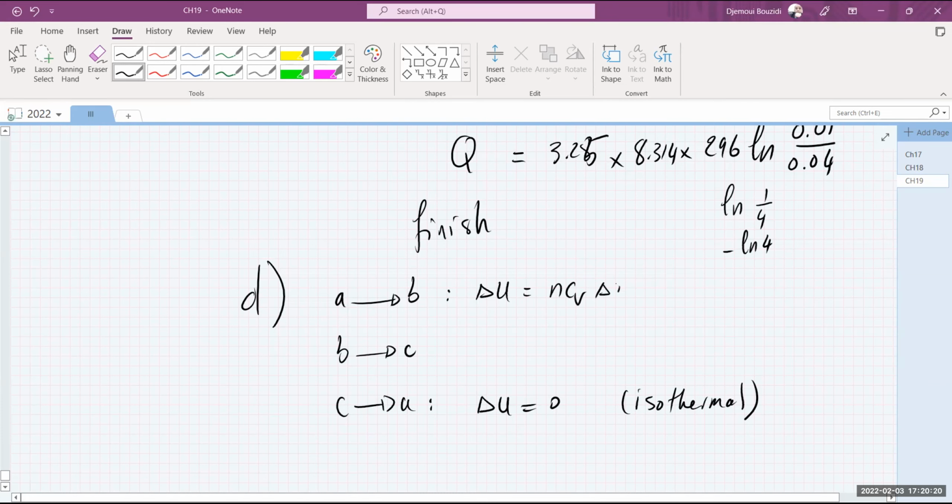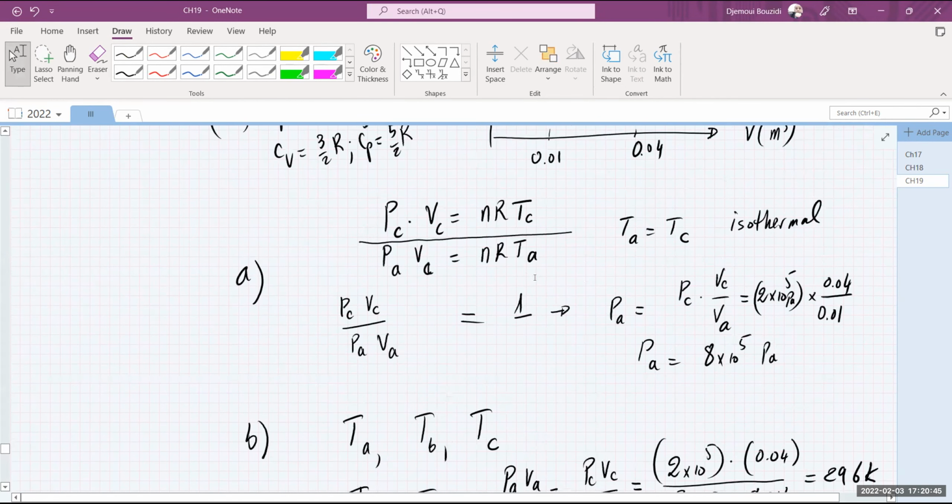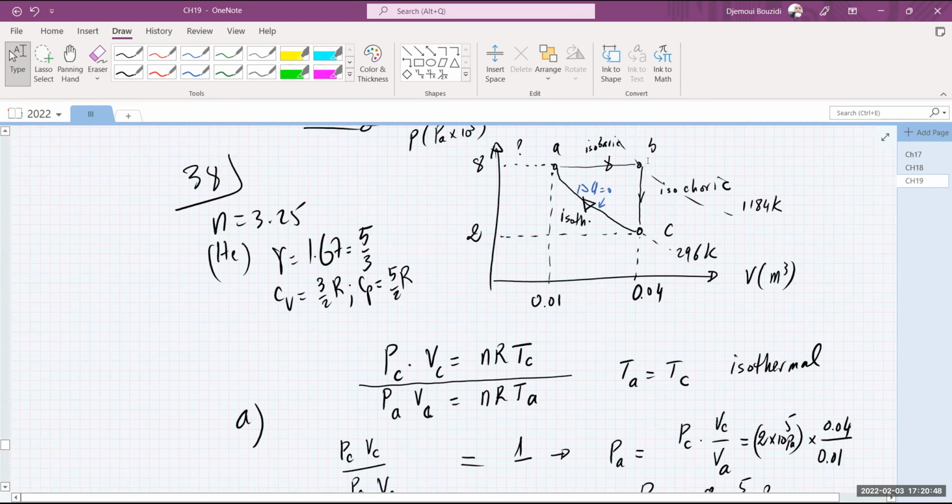How much is it in the other cases, though? Delta U is equal to nCV delta T. The gas is the same, the CV is the same, and delta T is the same in magnitude, with the exception that at some point the temperature increased, going from 296 to 1,184, and in the other case, it went down from 1,184 to 296. So the CV is the same, the n is the same. The only thing that changed is the sign of that delta T, that's all.